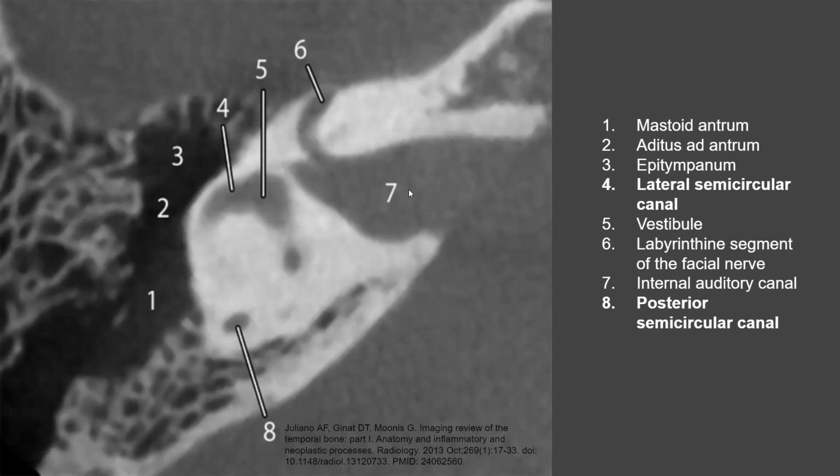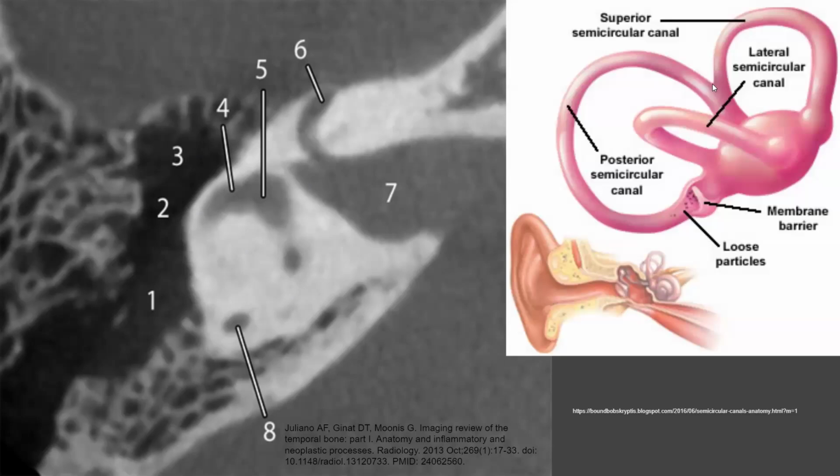So let's look at the semicircular canals in a diagrammatic fashion. As I said, the axial plane is one view, and this is looking at the semicircular canals in, I would say, maybe a sagittal or coronal plane, right?